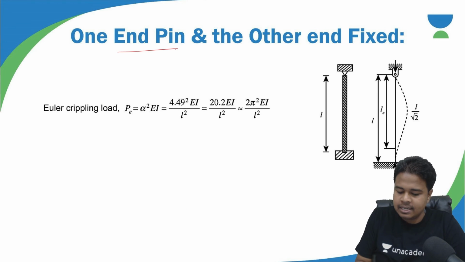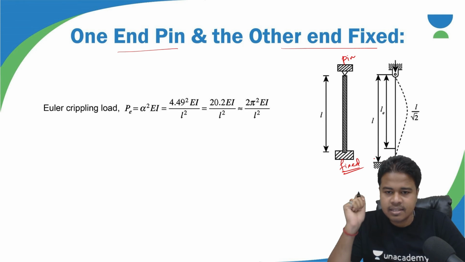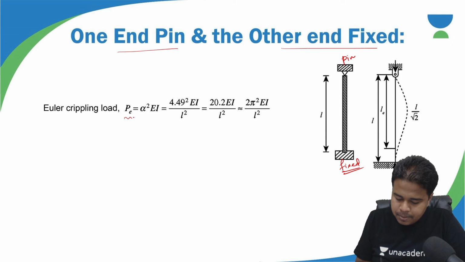And then one end is pin, another end is fixed. This is pin, this is fixed. Okay, so here you will see that P Euler is almost equal to this.